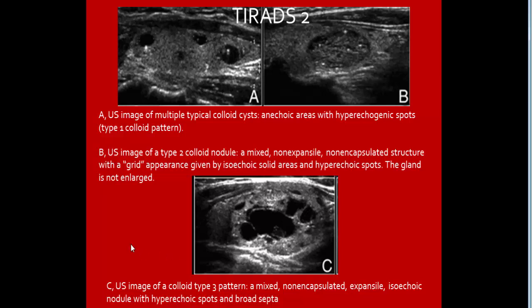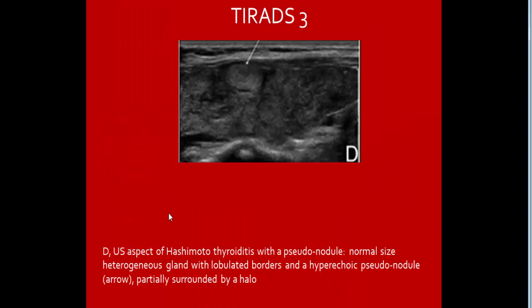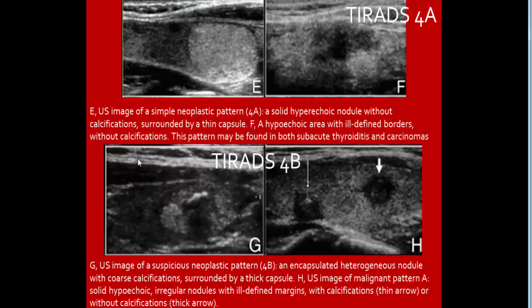TI-RADS 3, probably benign: ultrasound aspect of Hashimoto's thyroid with pseudonodule. Normal size heterogeneous gland with lobulated border, hyperechoic pseudonodule partially surrounded by halo. Hashimoto's thyroid nodule, TI-RADS 3 by Horvath, probably benign.